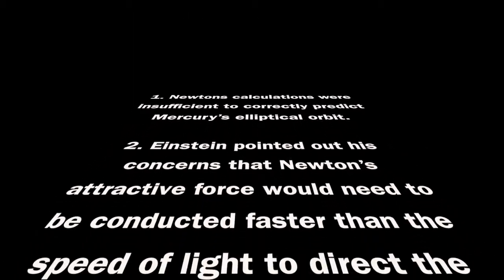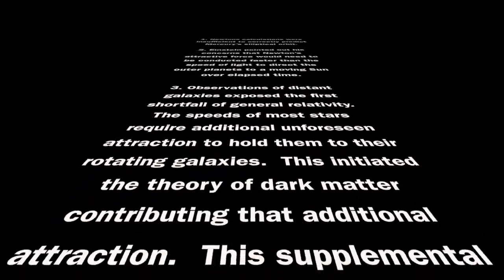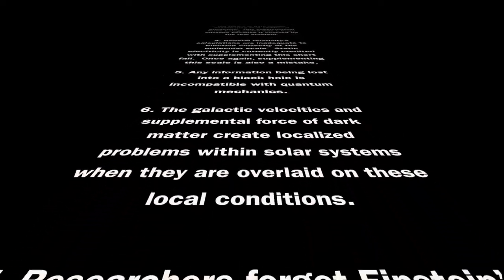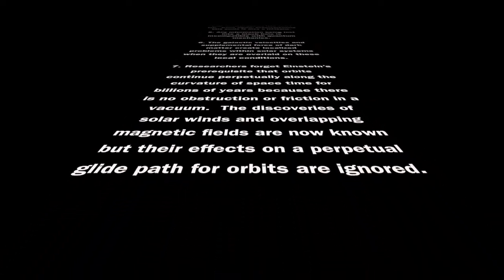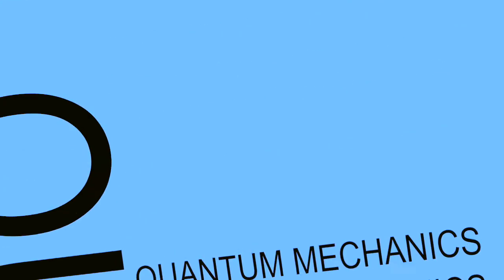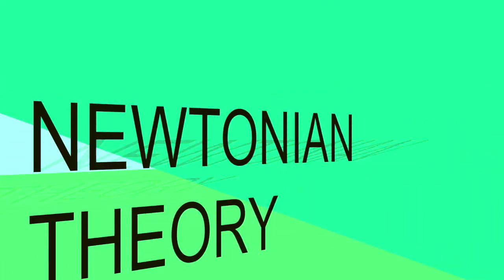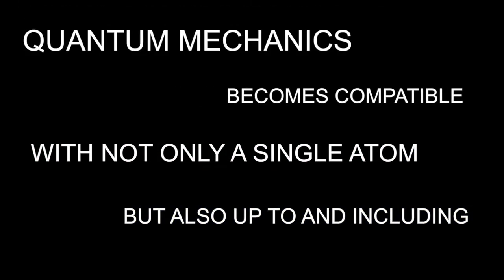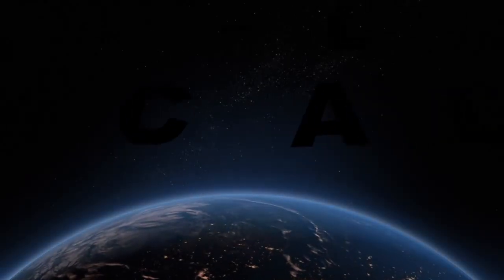The 7 problems outlined here may seem widespread and different, but they are all caused by one error made 100 years ago when Einstein corrected for Newtonian shortfalls in our solar system. There is one transitioning perspective that solves all of these problems over every different scale. This new perspective uses parts of quantum mechanics, general relativity, and Newtonian theory. Quantum mechanics becomes compatible with not only a single atom, but also up to and including the galactic scale.